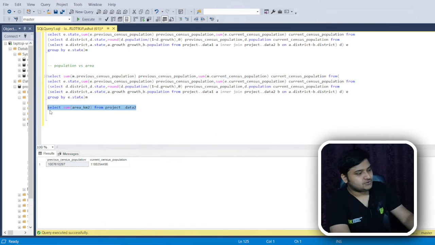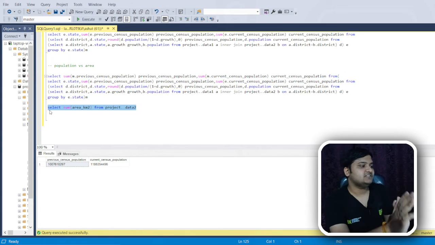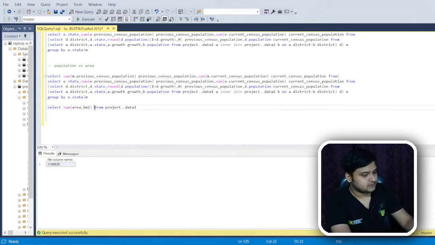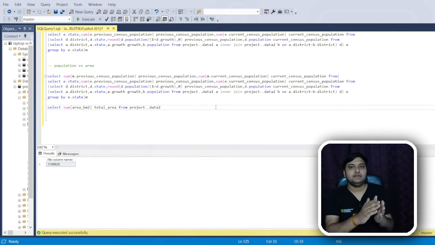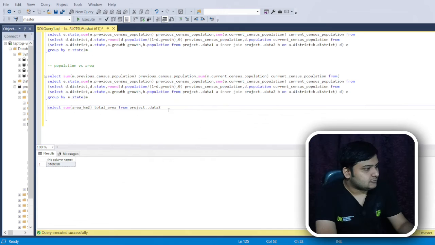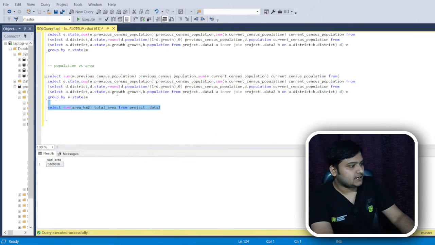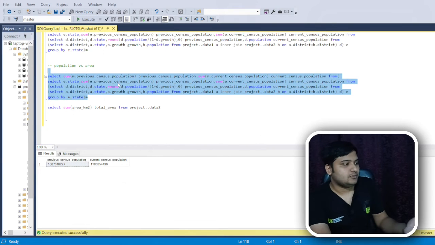In one of the queries we are getting the previous census population and the current census population. In the other query we are getting the total area in square kilometers. Now you would have realized, what if we join both the tables so that we can divide both the numbers. Run the query here also, and let us see. So this is the total area, and we would need to divide the total area by the current population and the previous population. So let us join both the tables.